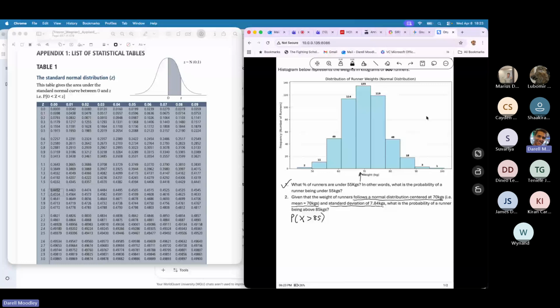Now we could roughly estimate it because 85 sits somewhere around here, all right? But we don't need to use this histogram. We can actually get a much more precise answer for this without even using the histogram. As long as they tell us that it follows a normal distribution, and they give us the mean, which they did, and they give us the standard deviation, we don't need this histogram to work it out. We can work out a more exact value for this probability using the table on the left or the table in the back of your book.